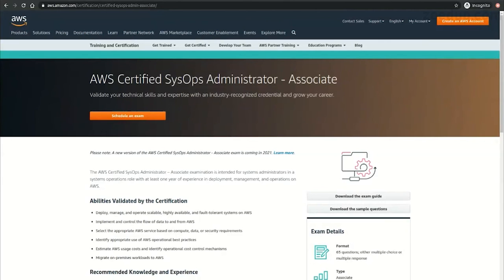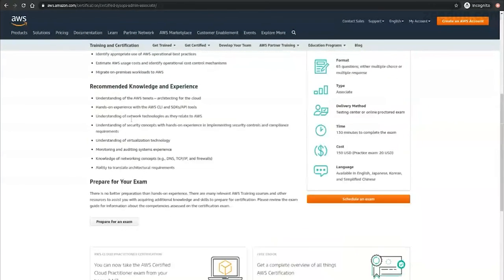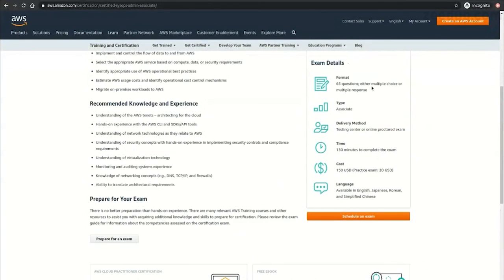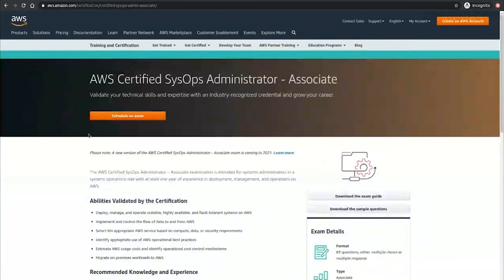So that's it. I think I have covered most of the topics when it comes to SysOps, when it comes to DevOps, when it comes to the difference between the two. As you can see, to prepare for this exam, the total cost is $150. There are 65 questions, either multiple choice or single choice. Testing center or online proctored exam, both these availabilities are already scheduled.